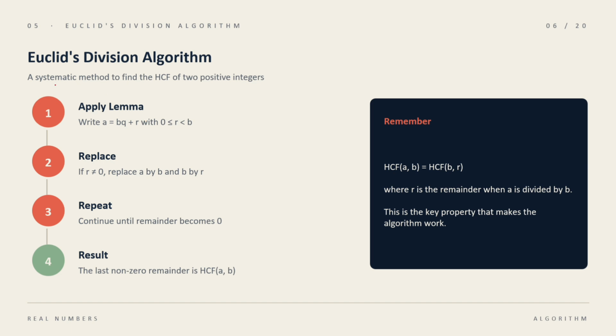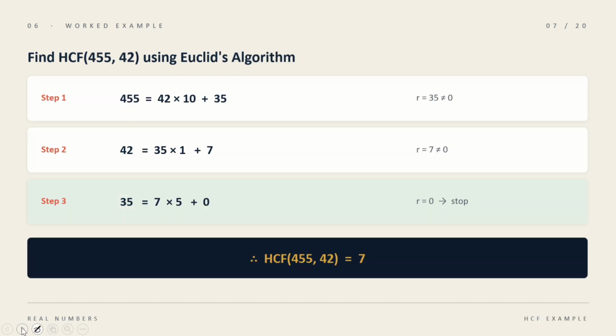In the Euclid division algorithm, we will study the systematic method to find the HCF of two positive integers. Apply the lemma, write a equal to bq plus r with 0 less than or equal to r less than b. Replace: if r is not equal to 0, then replace a by b and b by r. Repeat, continue until the remainder becomes 0. The last non-zero remainder is the HCF of a and b, the two integers.